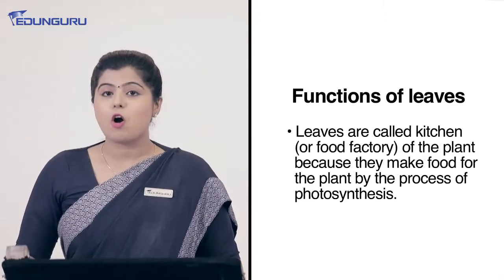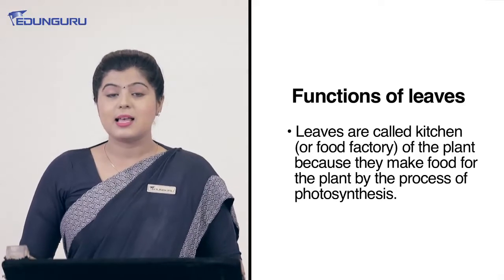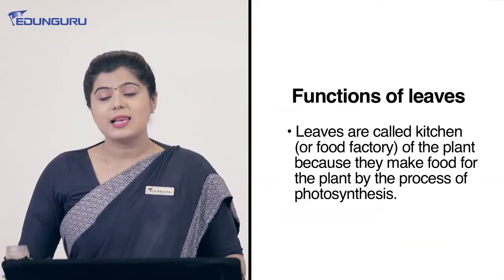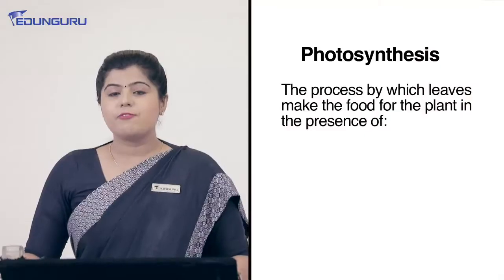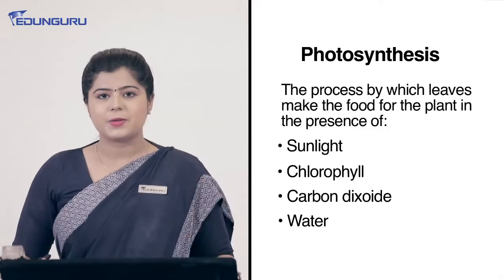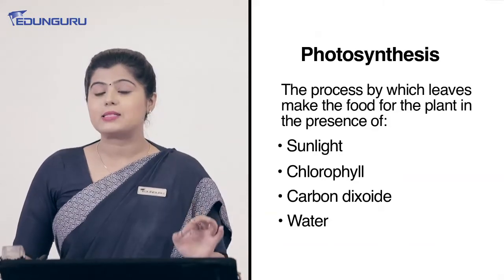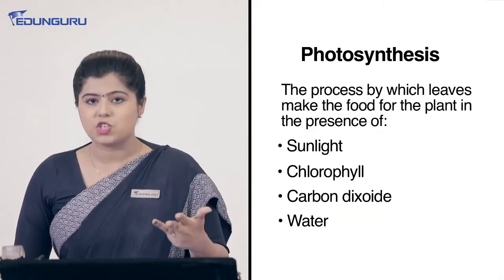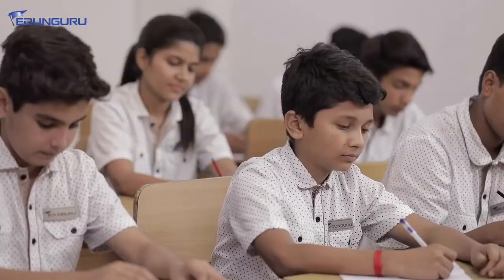Leaves perform photosynthesis. Leaves are known as the kitchen of the plants. Leaves are known as the food factory of the plants, because leaves prepare food with the process of photosynthesis. Let us discuss this. Photosynthesis, how to define it? The process of making food by the leaves of a plant in the presence of sunlight, using chlorophyll, carbon dioxide and water. So these are the ingredients used by a leaf to make food.